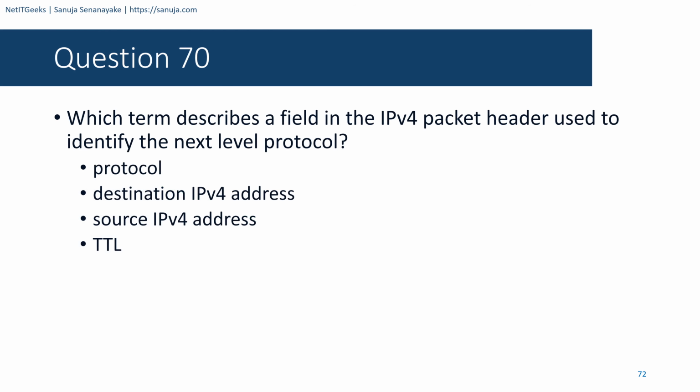Question number 70. Which term describes a field in the IPv4 packet header used to identify the next level protocol? I think I asked this question before, so I'm going to go quick. Here it is, the protocol. That's the answer for that one. Destination IPv4 address, nope. Source, nope. It's not time to live. So protocol is the one that will identify the next level.